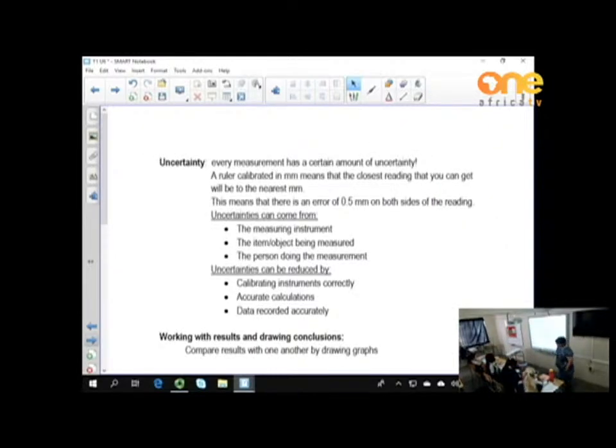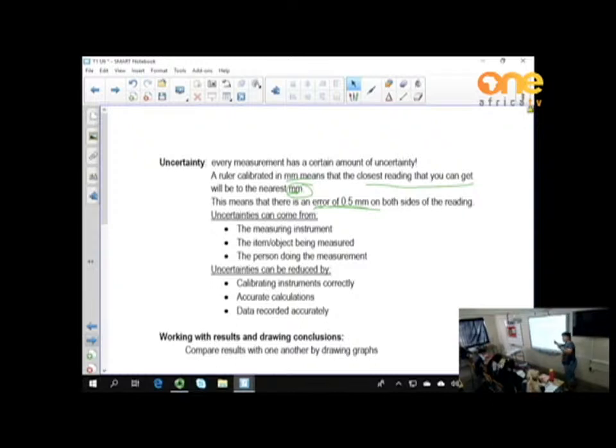Uncertainty. Every measurement that we take has a certain amount of uncertainty. Once again, if we use our ruler calibrated in millimeters, the uncertainty is half a millimeter up, half a millimeter down, or front or back. So a ruler calibrated in millimeters means the closest reading you can get is to the nearest millimeter. You cannot be more accurate than the instrument, and that millimeter reading implies there is an error of half a millimeter on both sides of it. Half a millimeter more and half a millimeter less.